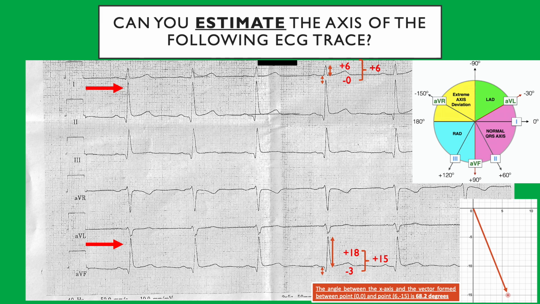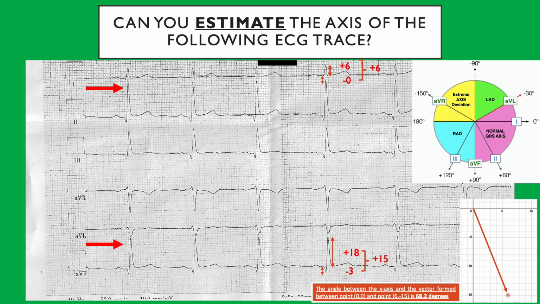So I calculated it for you, and the angle is 68.2. Your calculation takes time, but you can estimate by using this: find the biggest R and then compare the neighboring axis. So that's a fast way to find the axis.